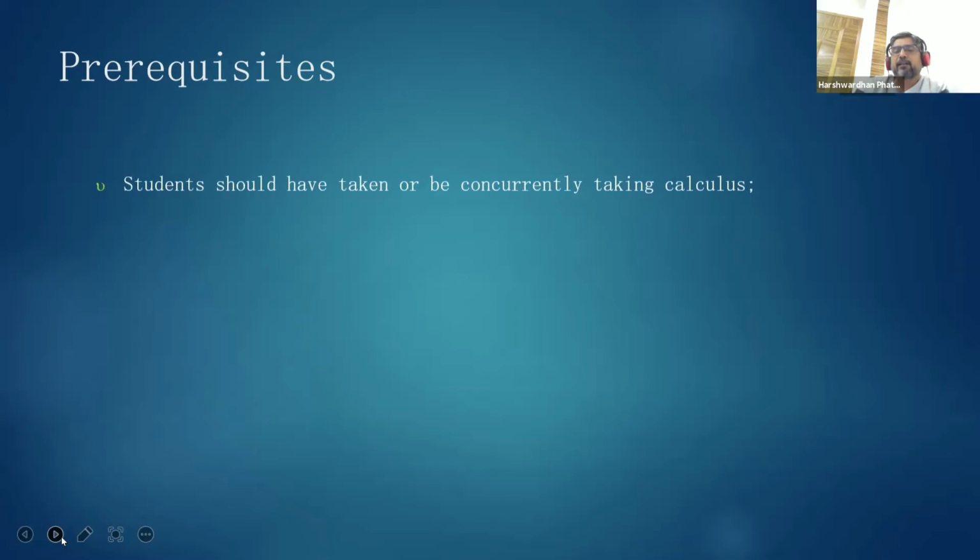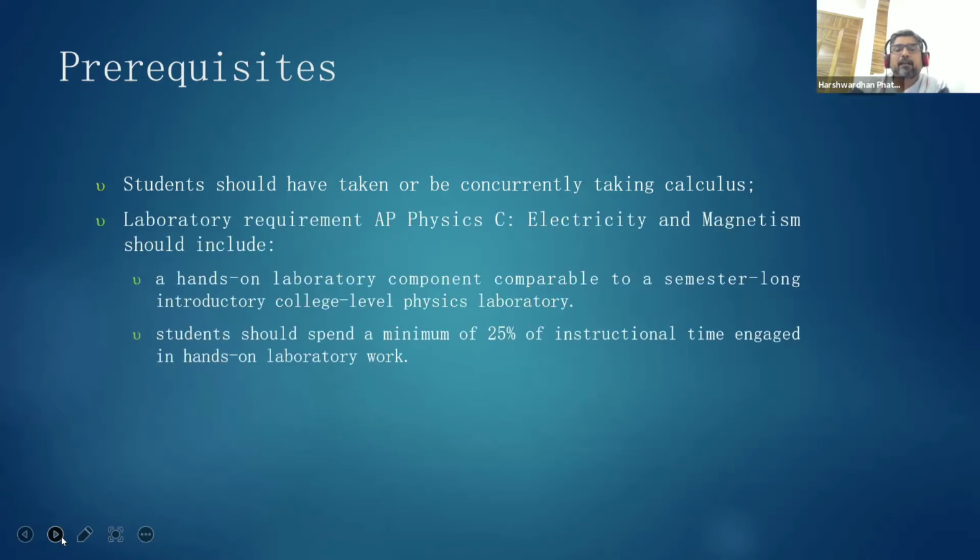Prerequisites: students should have taken or be concurrently taking calculus, as we've already seen. The course is calculus based, hence either you should have already done calculus or you are parallelly appearing for the calculus exam as well.